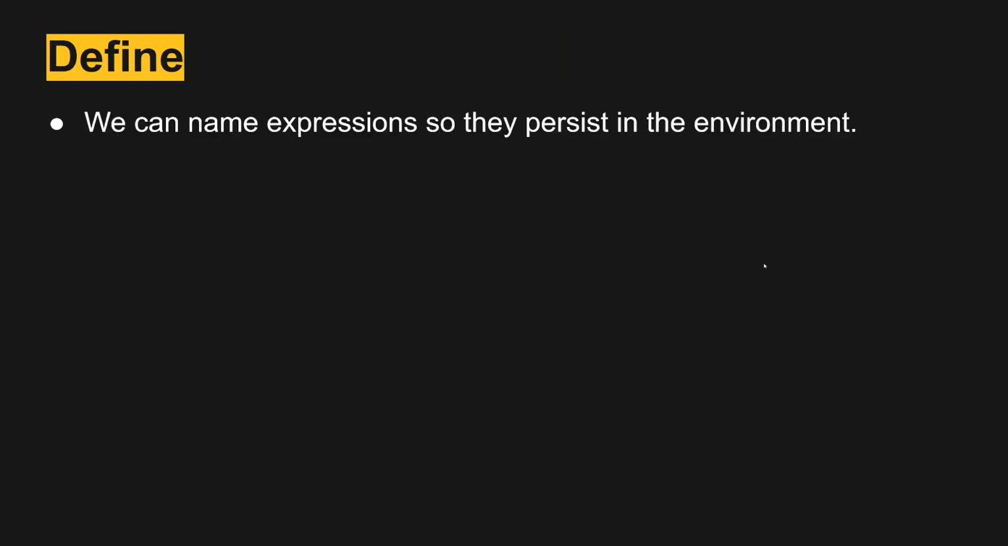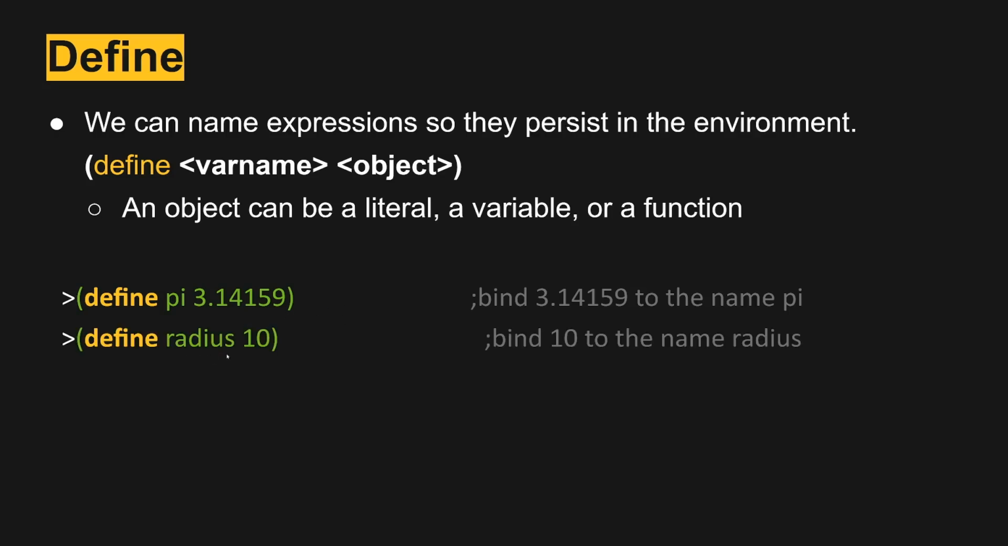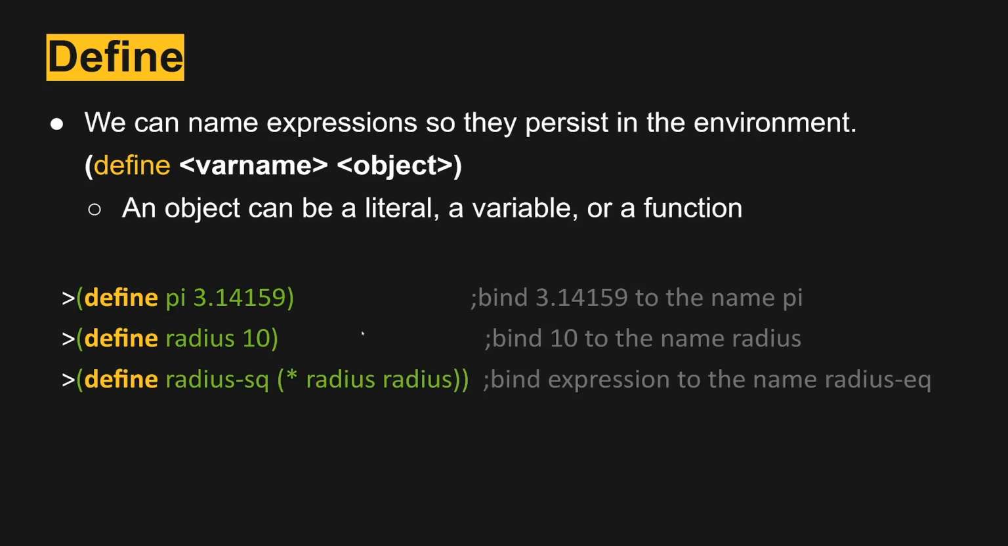Okay, so we've seen the define keyword in a couple examples so far, but let's talk about it a little more in depth. With define, we have a variable name that we define and then an object. An object can be a literal, a variable, or a function. So we could define pi, and for the rest of the run of the script, pi will be equivalent to this value. Similarly, we could define radius as 10, or just radius equals 10.